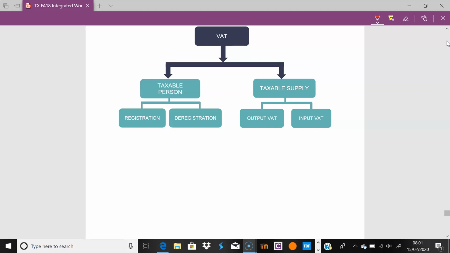So, let's jump into it straight away. I think it's understanding a number of things. First of all, the first thing is understanding this idea of what a taxable person is and what a taxable supply is, and therefore, if you're clear as to what a taxable person is, we then discuss when it is mandatory to register and when you also have to deregister. So let's jump into it.